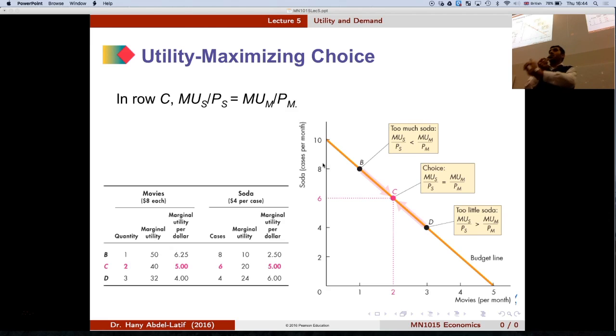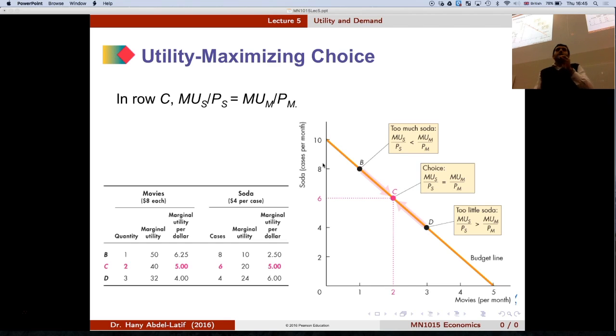Remember, this is another way to look at this. We looked through the table and found the combination that will maximize her total utility. But when we look at the marginal utility per dollar, we're looking for that combination that will make these two equal, the marginal utility per dollar for both products to be the same. Okay? So let's see what happened here.